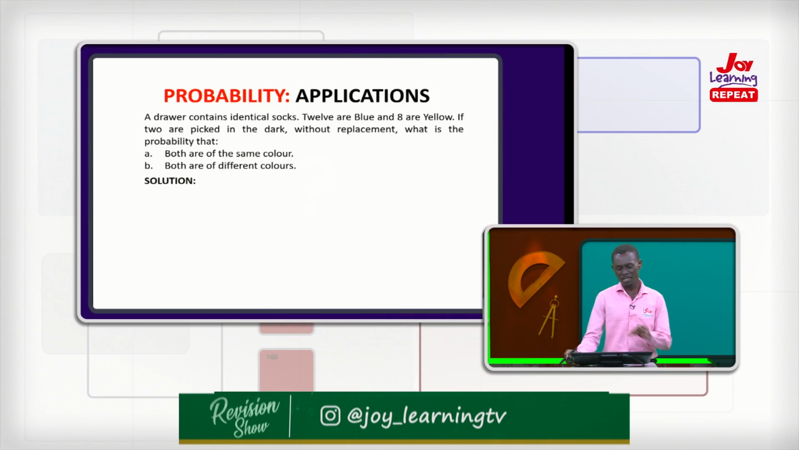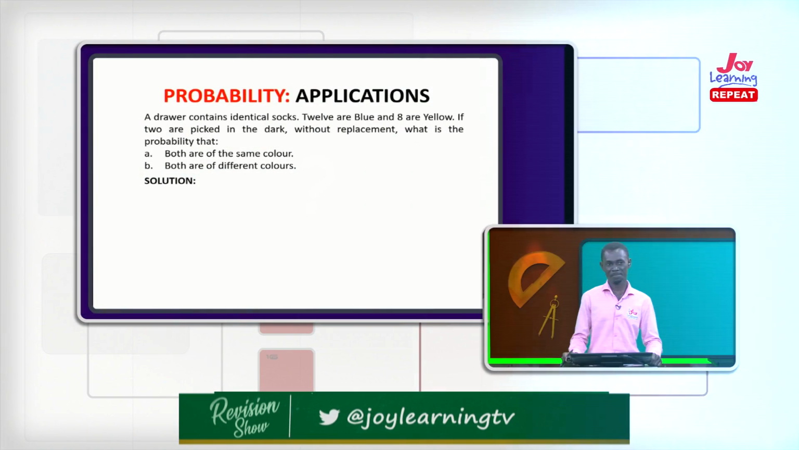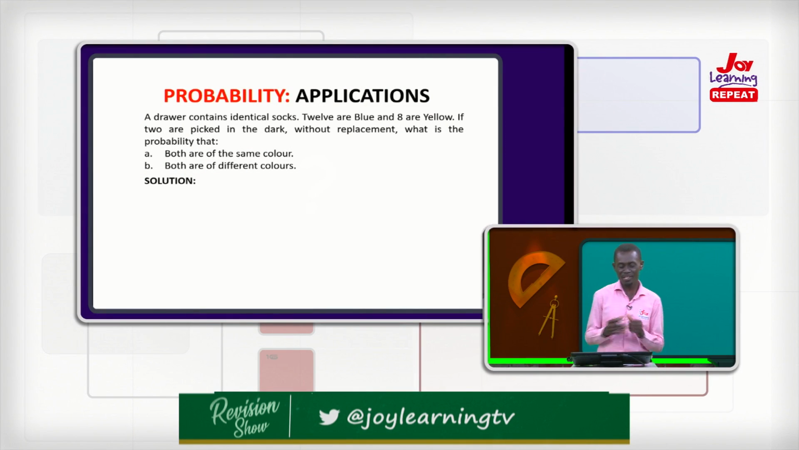So tell me, what question do you want to answer, A or B? A. Okay, so give it a shot. Let's hear you. A drawer contains identical socks. Yes, it's a drawer.